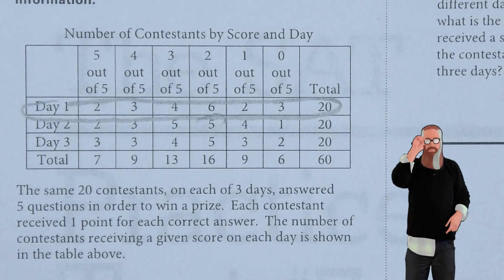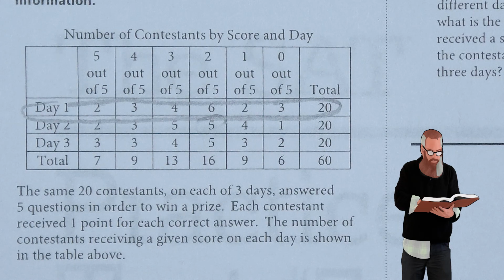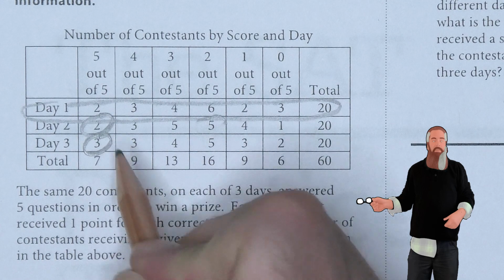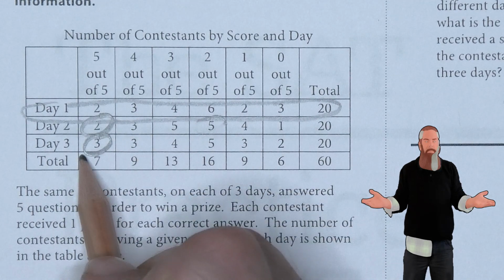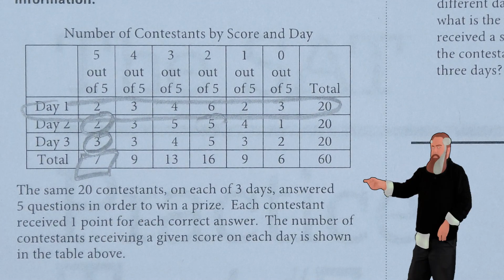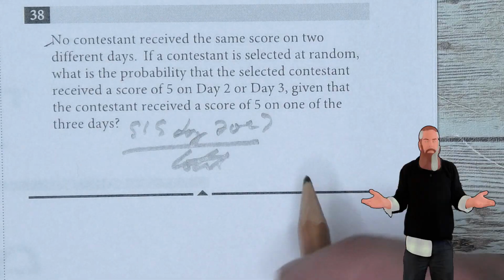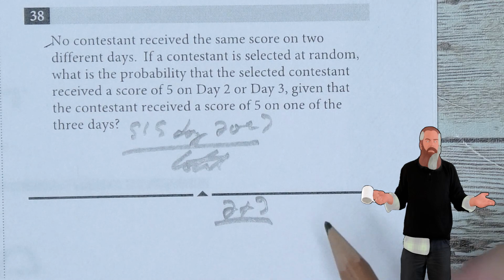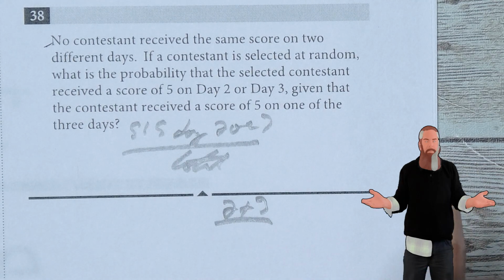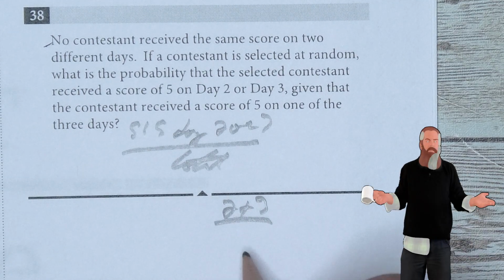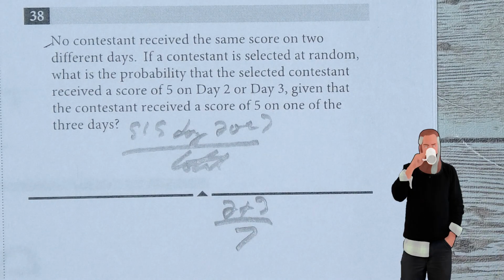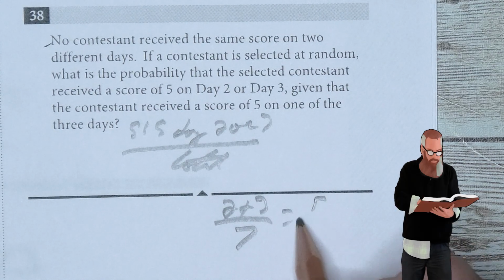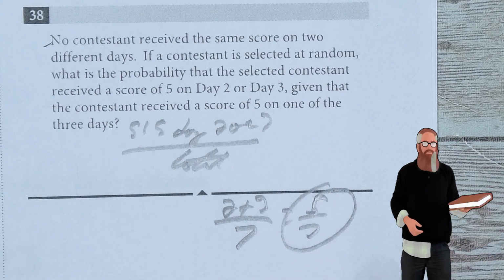So we're talking about 5 out of 5 on day 2 and day 3. There were 2 that got 5 out of 5 on day 2 and 3 that got 5 out of 5 on day 3. There were 7 that got 5 out of 5 in total. What this means we're looking at is we have 2 plus 3, the times they got 5 out of 5 on day 2 and day 3, divided by the total for 5 out of 5, which was 7. So 2 plus 3 is 5, and that's over 7. 5 over 7 is our answer.